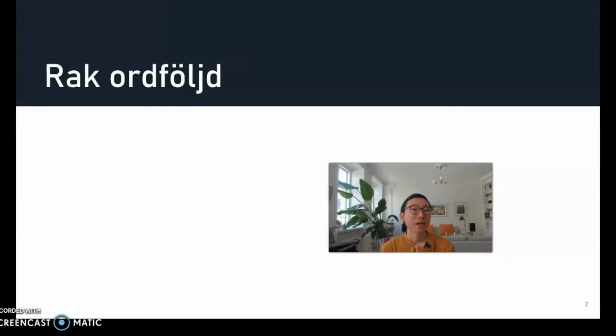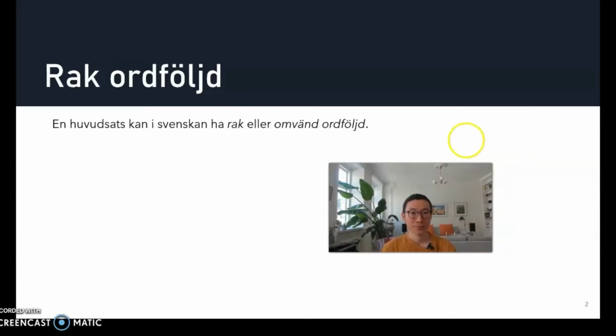Vi börjar med rak ordföljd. Let's start with straight word order, the basic word order in Swedish. En huvudsats kan i svenska ha rak eller omvänd ordföljd. A main clause can in Swedish have straight or switched word order. I rak ordföljd kommer subjektet före verbet. In straight word order, the subject comes before the verb.